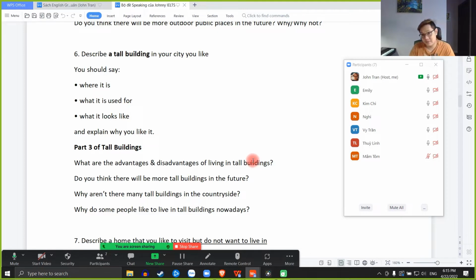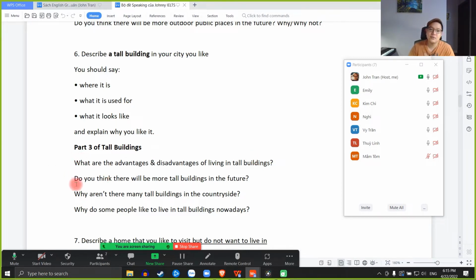I can talk about one more disadvantage of living in tall buildings. That is, when there is a fire, it might be tricky to evacuate everyone out of the building in time. Okay, so that is just one question you can answer like that.